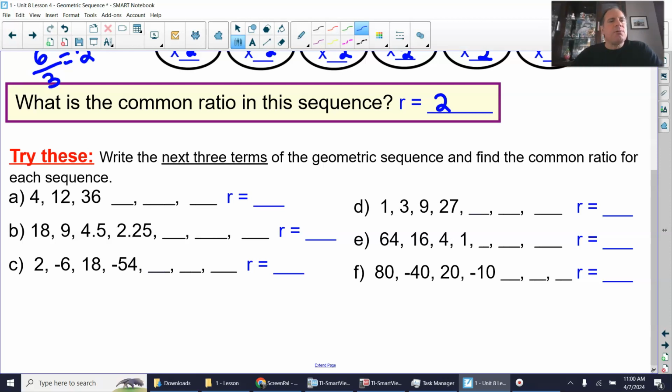Just remember, we're going to go for the R first. So for A, I'm going to divide 12 by 4, and that is 3. So my common ratio is 3. Then I just take 36, 4 times 3, just check it out first. 4 times 3 is 12. 12 times 3 is 36.